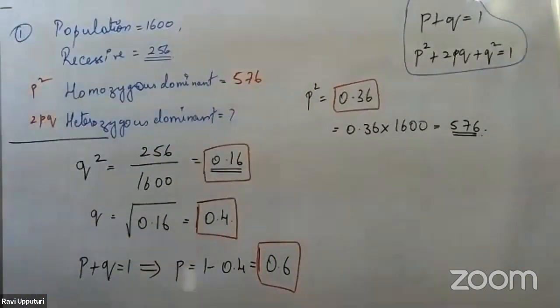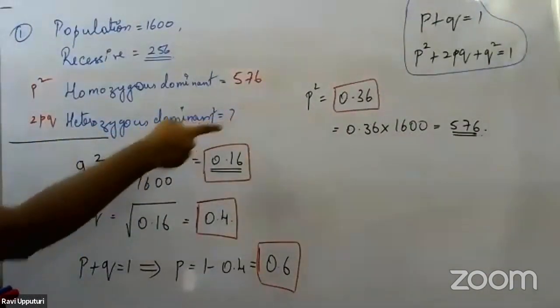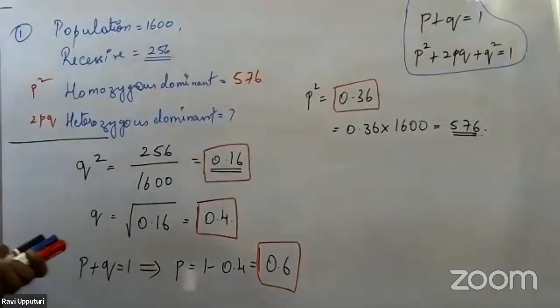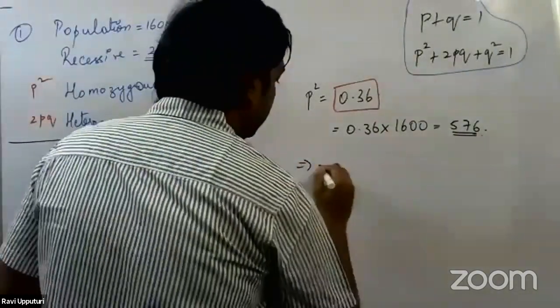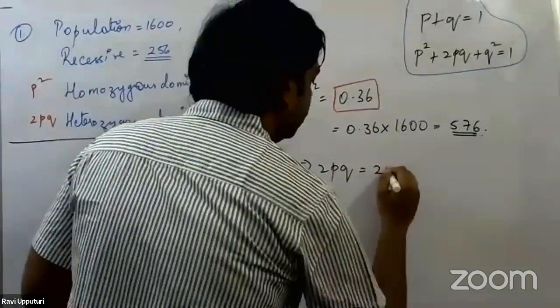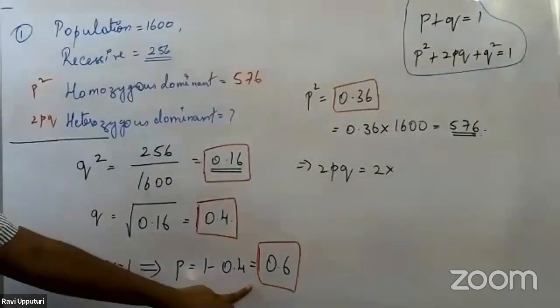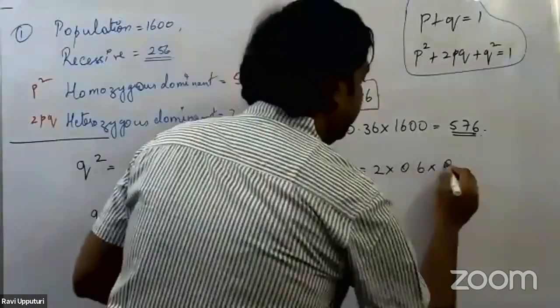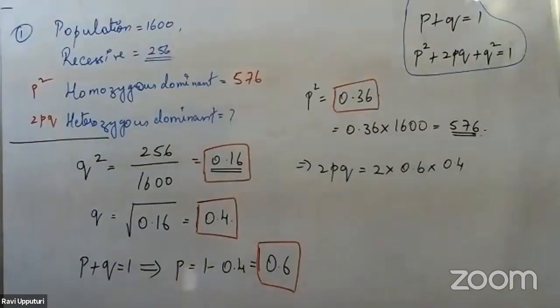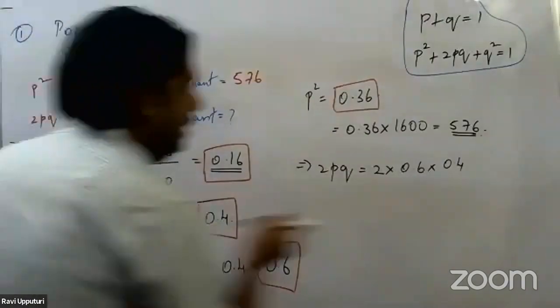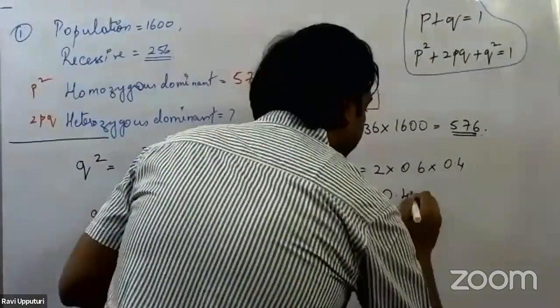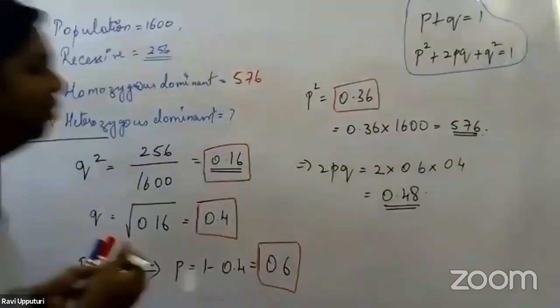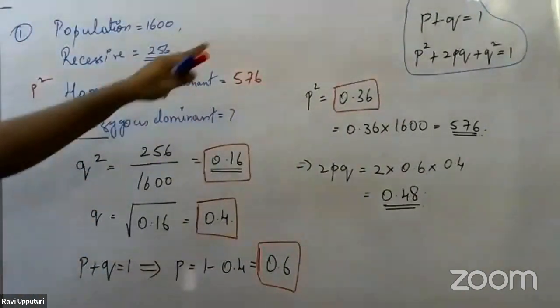Similarly, they told us to find out heterozygous dominant individuals. That is, we need to find out 2PQ. So to get 2PQ, we have P and we have Q. So this would be 2 into our P value 0.6 and our Q value 0.4. So 2 into 0.6 into 0.4 would give us 0.48. So this is the frequency of the heterozygous dominant genotype.